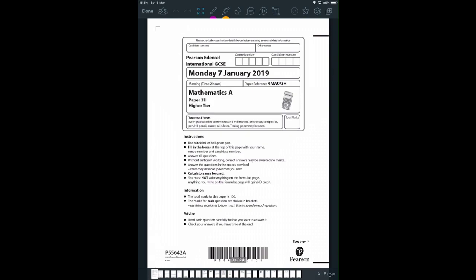This is going to be a full walkthrough of the January 2019 3H paper. As always, you should be attempting the paper yourself in full before trying to use this guide in any way. We lose a lot of the value of a question the moment we use someone else's hints and/or solutions. Without further ado, let's start.